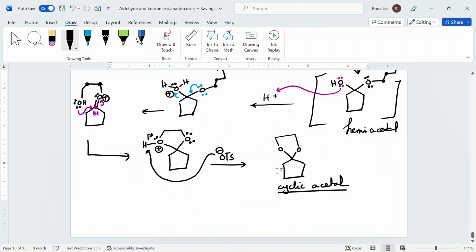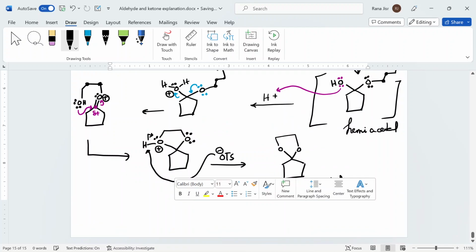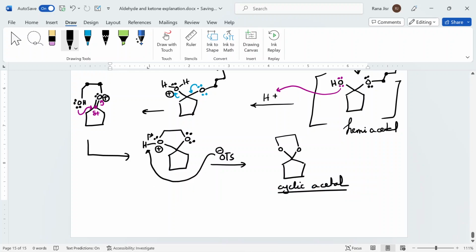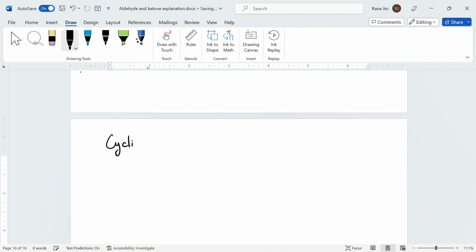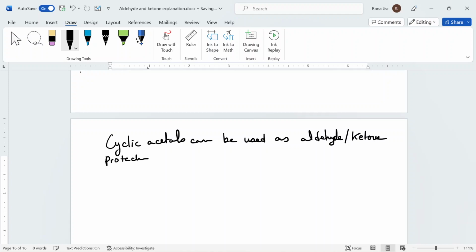Why do we care about cyclic acetals? Now, cyclic acetals are used as aldehyde and ketone protecting groups. So cyclic acetals, they can be used as aldehyde, ketone, protecting groups. Okay, let's have an example.